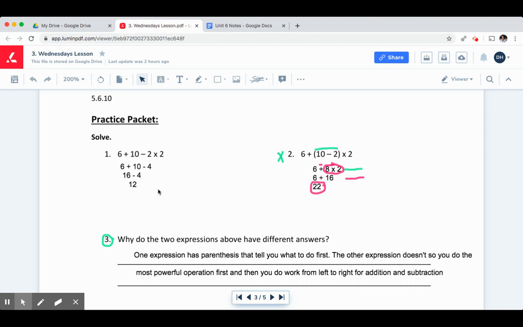So that's why it's really important to pay attention and read the expressions carefully and solve them correctly. When you have parentheses, you solve what's in the parentheses first. When you don't have parentheses, you solve the stronger operations first. And then, if you only have addition and subtraction left, you work your way from left to right.